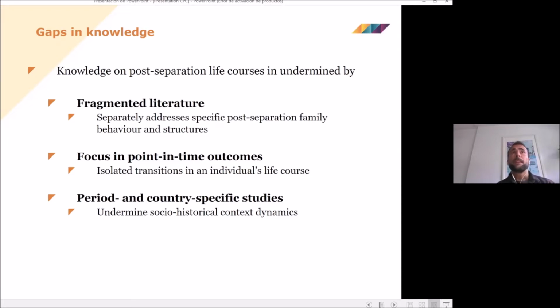And finally, we also feel that most of the research is period and country specific. Well, of course, there are some cross-country analysis, and there are also some cross-period analysis, but analysis that address family change across countries and periods simultaneously are rare, and they generally do not focus on post-separation stages. So we know little about how post-separation life courses evolve in context, which in a way limits how we inform potential intervention.